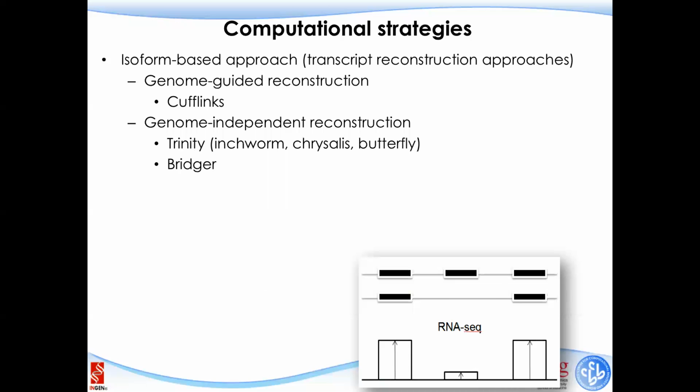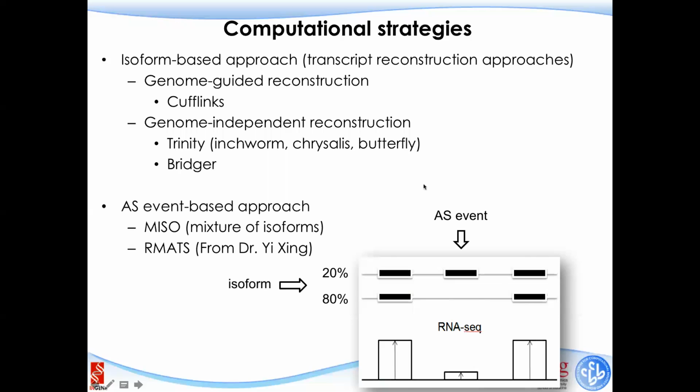Yep. So there are some computational strategies to infer or study alternative splicing events from RNA-seq data. One kind of method is named the isoform-based approach. Based on the input reads, we will reconstruct the transcripts, not all, but the alternative splicing isoforms as much as we can with different assumptions. One kind of method is genome-guided reconstruction, which means using the reference genome information to infer possible isoforms from a data set. The second one is genome-independent reconstruction. That means without the genome, how to reconstruct the possible alternative splicing isoforms from the raw reads data.